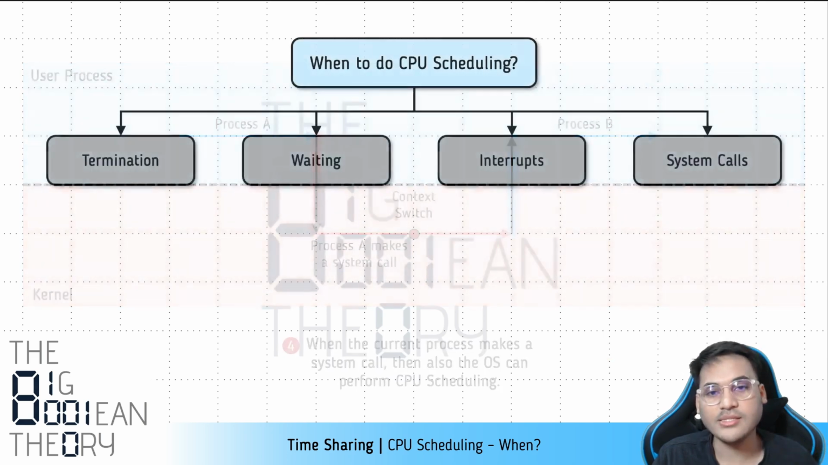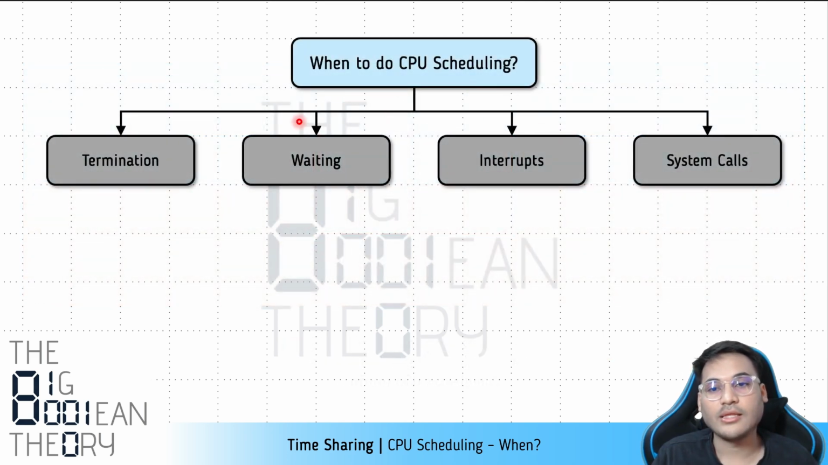So let me summarize. When to do CPU scheduling? There are several opportunities when the control of the CPU goes to the operating system. We talked about these cases. Either the process can get terminated or it can block itself due to some kind of waiting. It could get interrupted due to any kind of device interrupt. It could be a timer interrupt also. And finally, the process could request the operating system for some services. Then also the control of the CPU goes to the operating system.